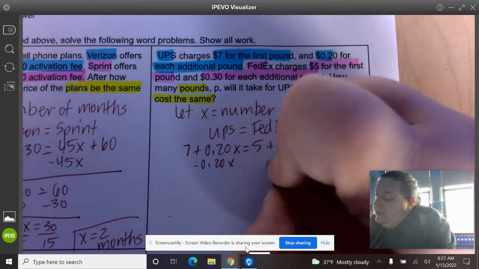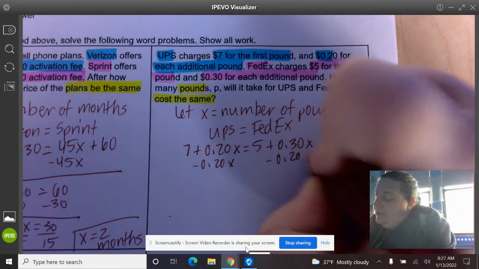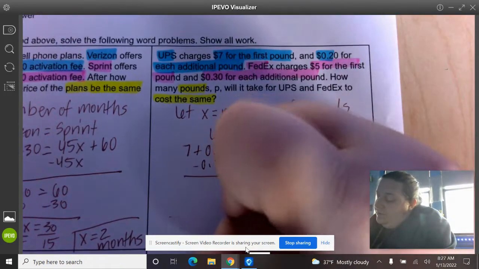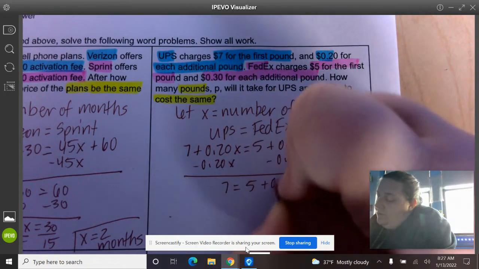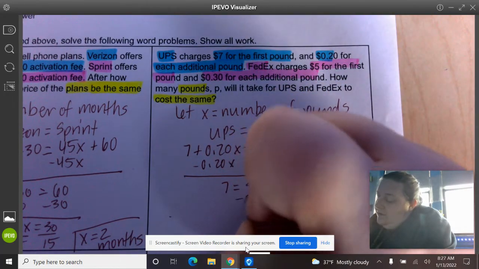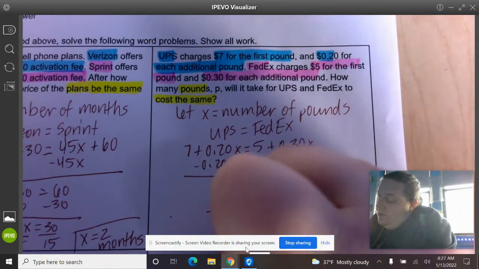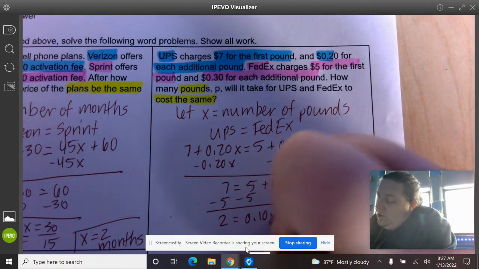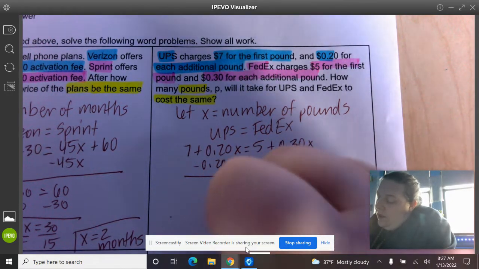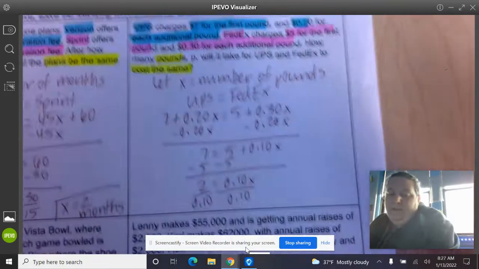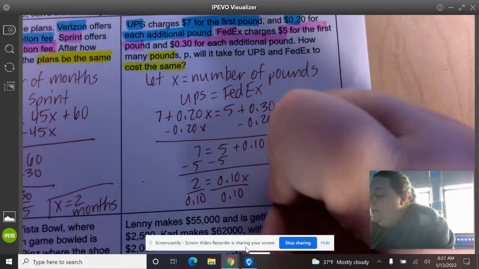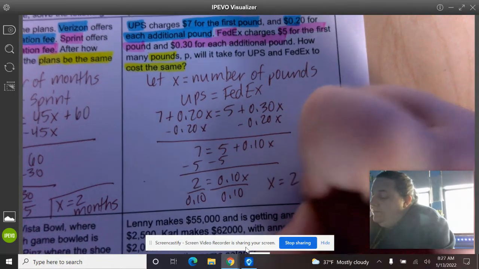So I like to, once again, start with my variable terms. That's going to give me a two-step. You can use a calculator. If I didn't mention that before, you will be allowed to on the test as well.